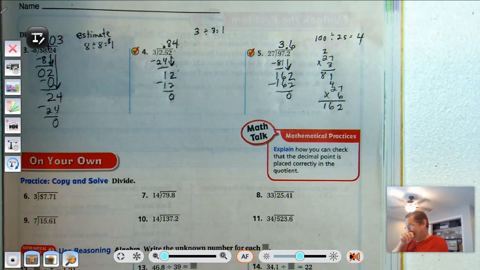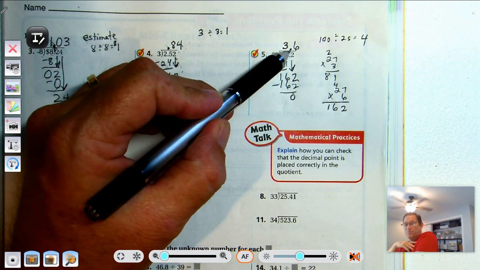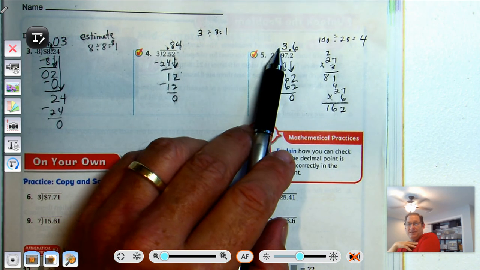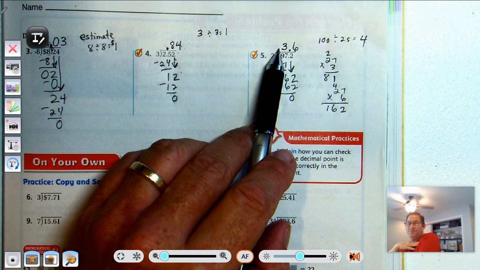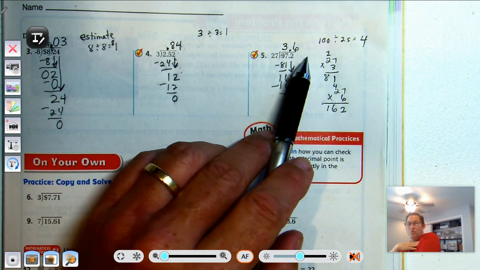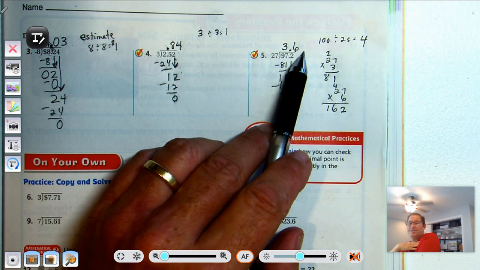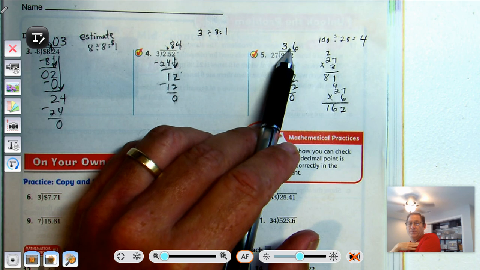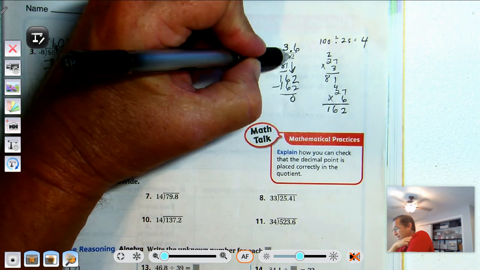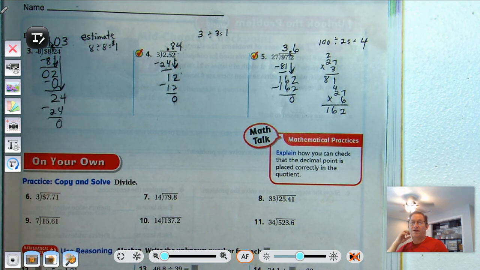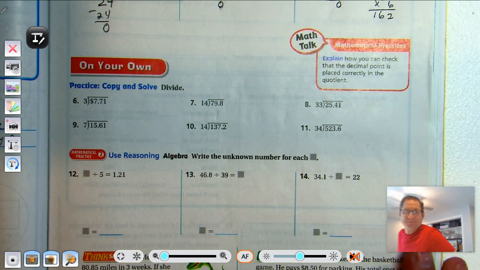Now, is our decimal point in the right spot? Well, we said our answer is going to be about 4. So it can't be to the left of the 3 because 4 would not be close to 36 hundredths. It can't go to the right of the 6 because 36 is not close to 4. So it has to go in between the 3 and the 6. And again, we notice that it actually is straight up from where it was when we divide by a whole number.